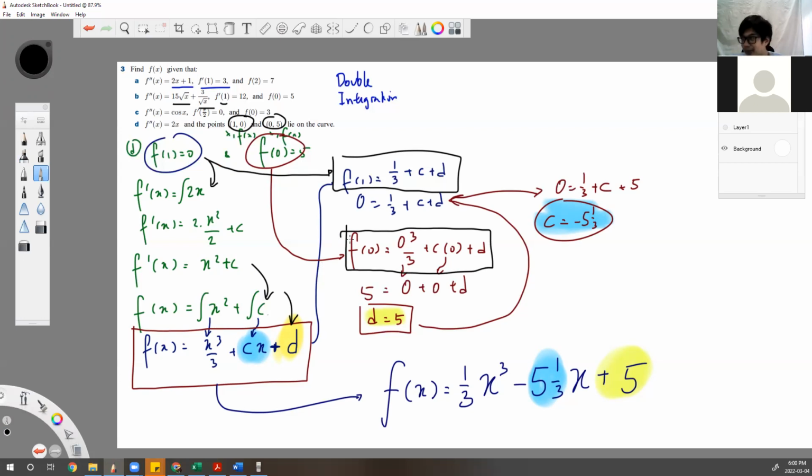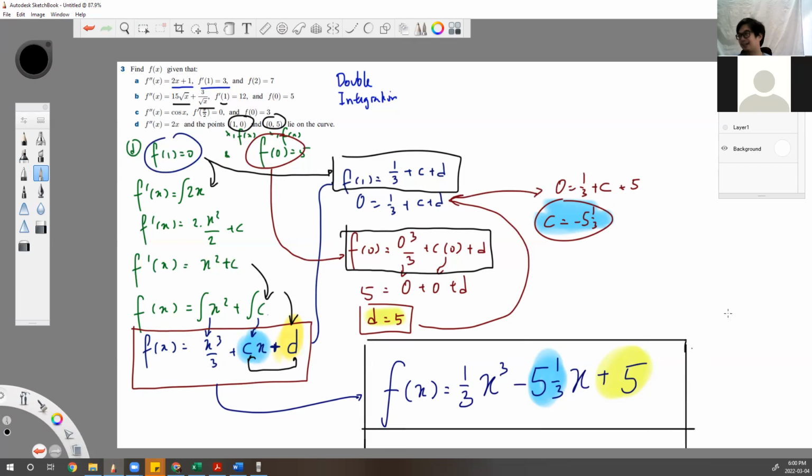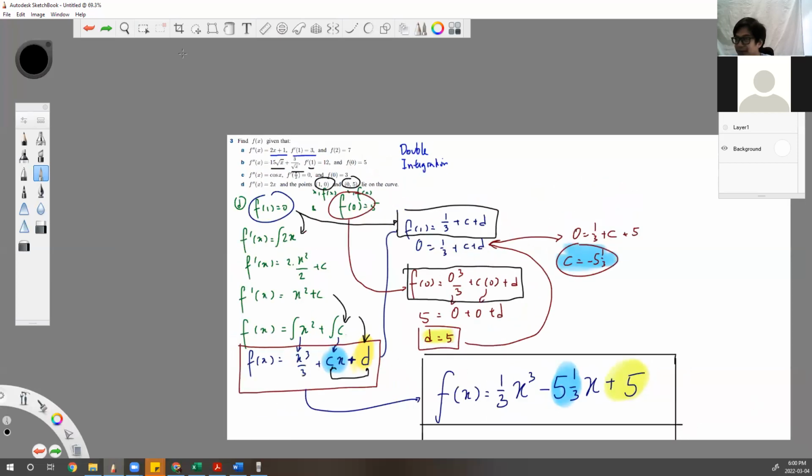Yeah, I think I get it. But where did the x cubed and x come from in the final answer? Oh, here. Just substitute the c and d. Oh, okay. This is hard. So 1 over 3 x cubed can be written as x cubed over 3, right? That's the same. This is just more fancy. Common use is 1 over 3 x cubed, not x cubed over 3. Any other question?